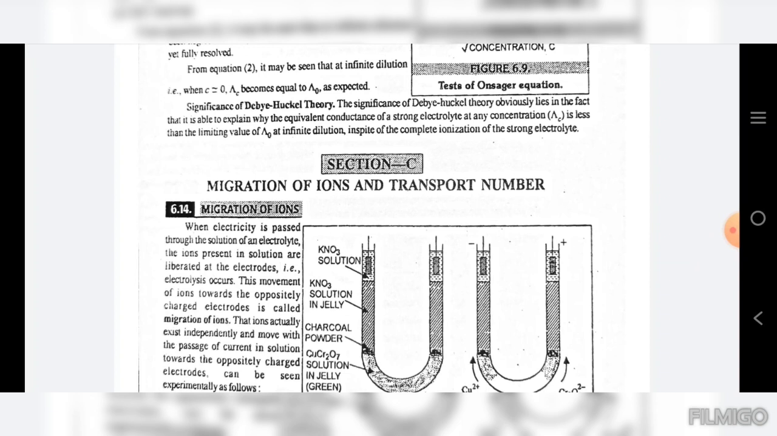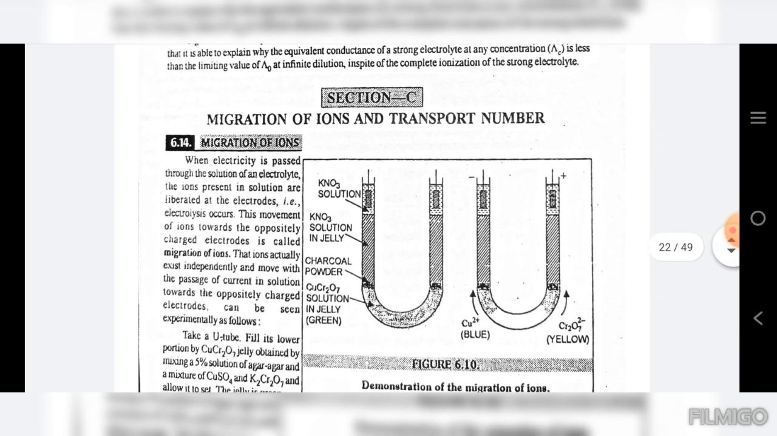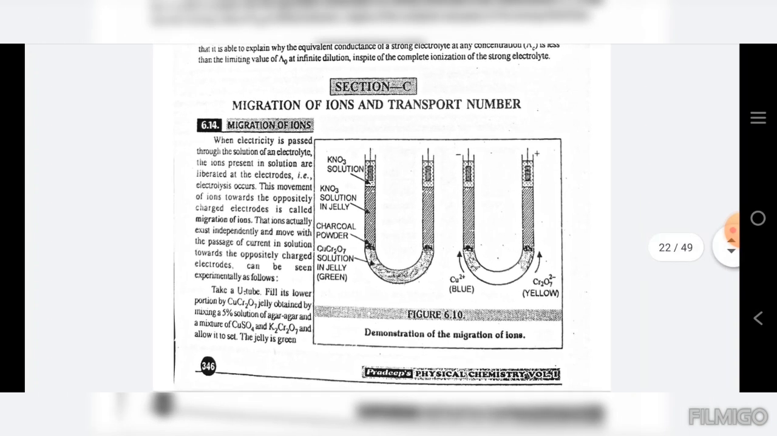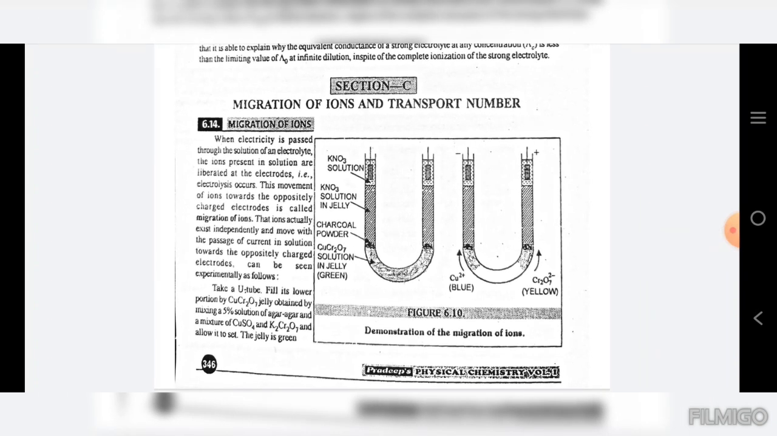Significance of Debye-Huckel theory. The significance of the Debye-Huckel theory obviously lies in the fact that it is able to explain why the equivalent conductance of a strong electrolyte at any concentration is less than the limiting value at infinite dilution, in spite of the complete ionization of the strong electrolyte. You can see section C, migration of the ions and transport numbers.